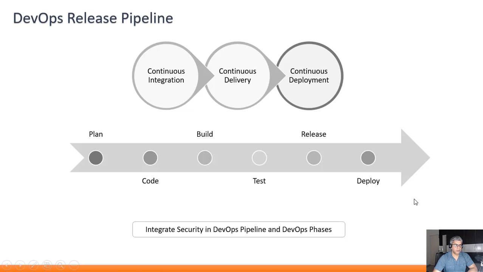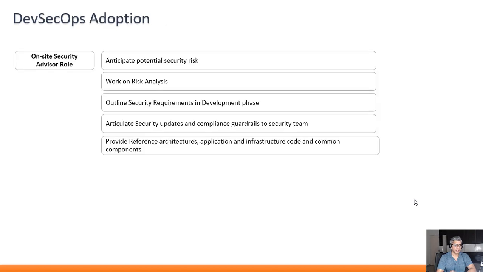So we know the DevOps release pipeline, right? It is continuous integration, we have continuous delivery, and then we have continuous deployment. Pretty much that's what it is. Now, when we are integrating the security part into it, it needs to be integrated in each phase of this particular pipeline. What are the phases of DevOps? We have plan, code, build, test, release, and deploy. So in each phase, we are going to implement the security. We are going to integrate the security into it.